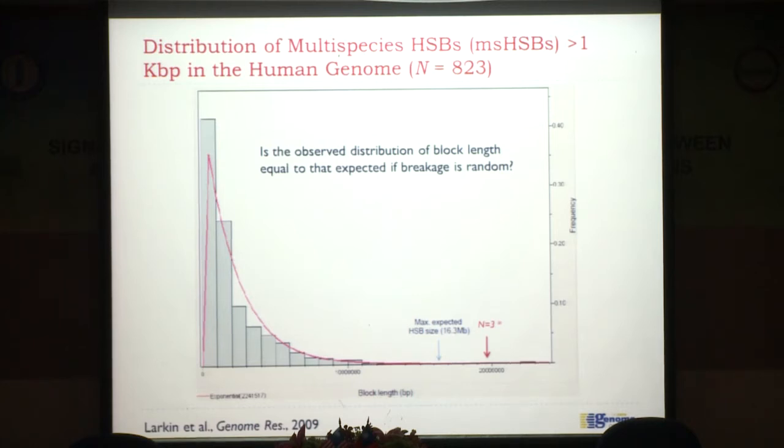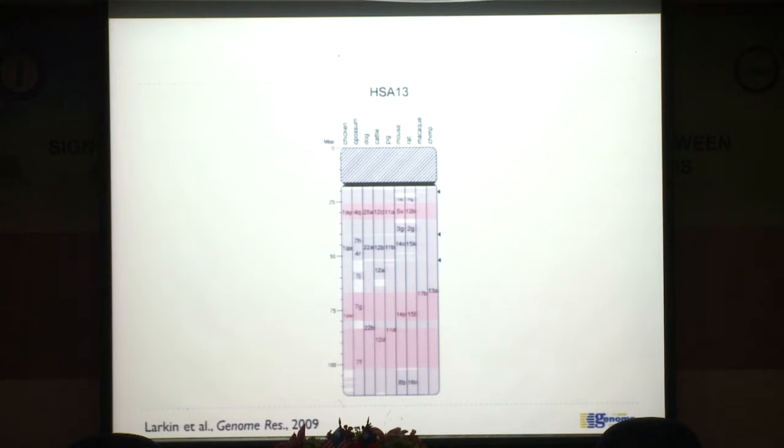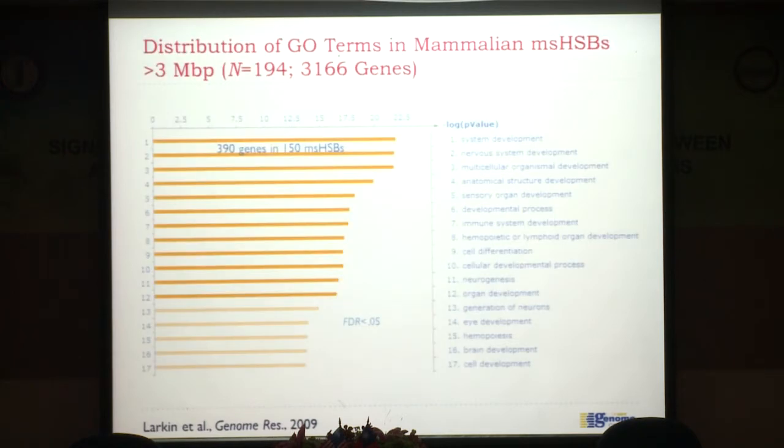So you say, what is it about these multi-species homologous synteny blocks? Why are you getting such large blocks of hundreds, if not thousands, of genes conserved over such long evolutionary time periods? And here's an example of this. Here's human chromosome 13. The multi-species homologous synteny blocks are shaded here. And here's one that's about 20 million bases that's conserved all the way back to chicken. That has uninterrupted synteny for 325 million years. You say, wow, that's quite amazing. Why is that? What is inside those blocks?